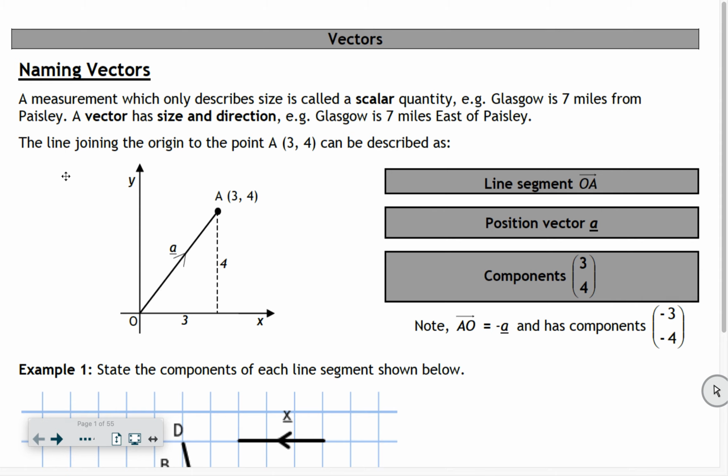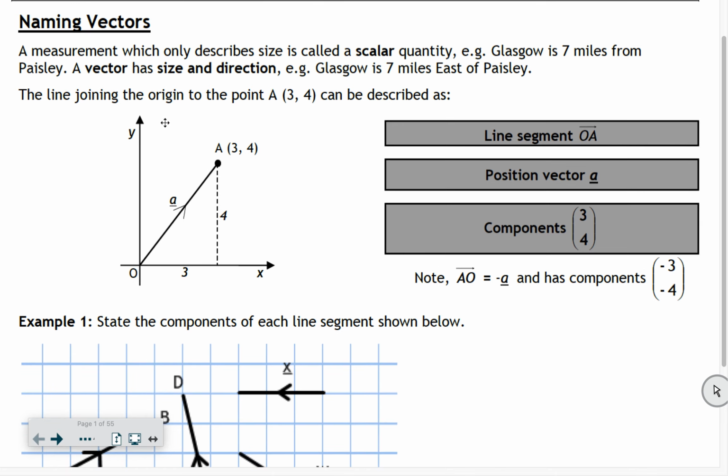Okay? So the line joining the origin to the point A, which is (3, 4), can be described as this line here, vector A. So if I want to get to the coordinate (3, 4), I go along 3 in the x-axis and then up 4 in the y-axis, and that, what we call the directed line segment here, we call vector A.